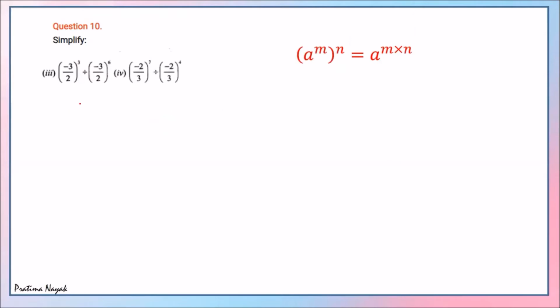So here, what is the logic? You will apply that A raised to the power M divided by A raised to the power N is equal to A to the power M minus N. When they are divided, powers are subtracted. So for the third case, I'll write minus 3 by 2 to the power 3 minus 6. And 3 minus 6, you know, it will be minus 3 by 2 to the power minus 3.